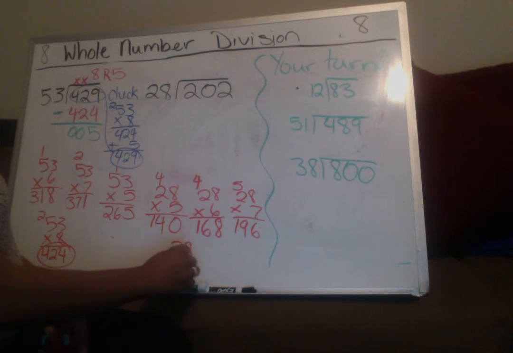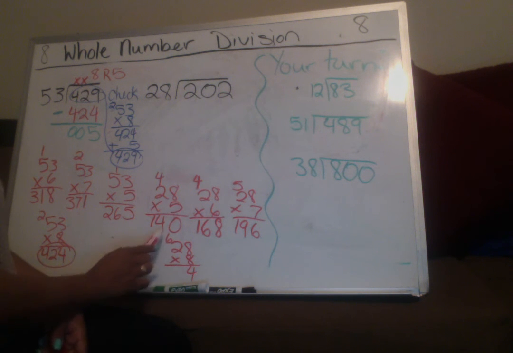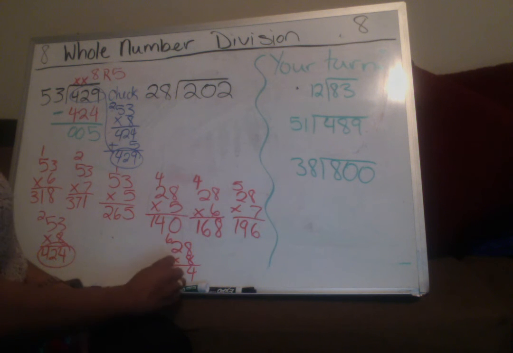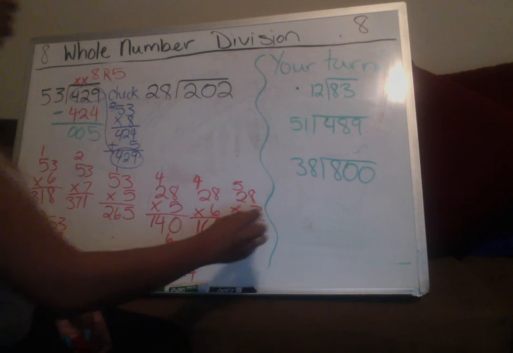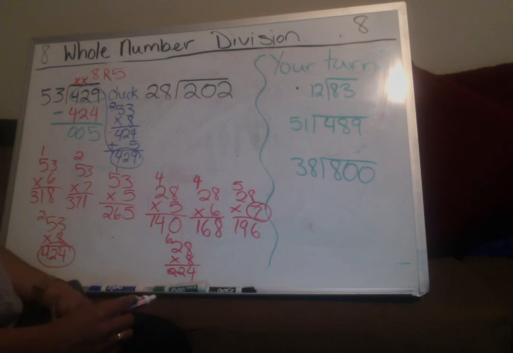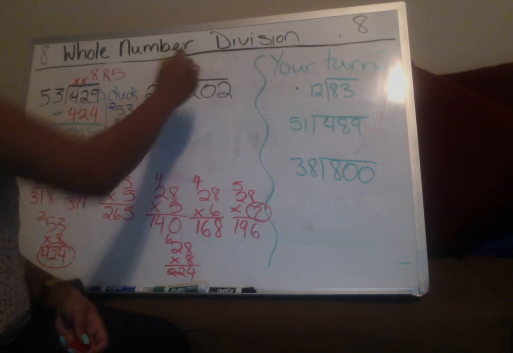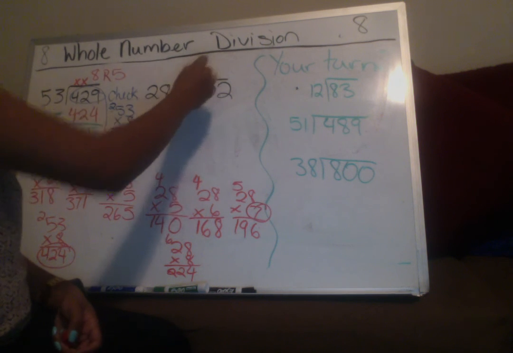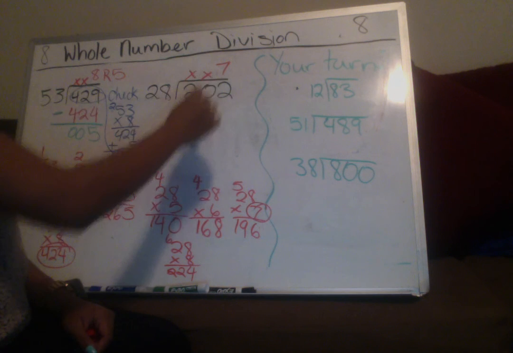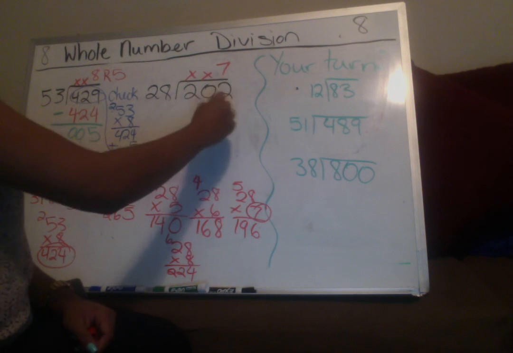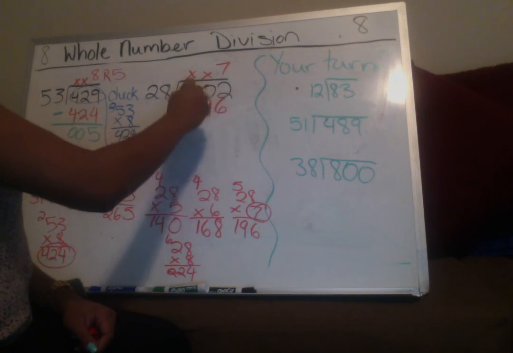28 times 8. 8 times 8 is 64. 8 times 2 is 16. Plus 6 is 22. Way too big. So this was our winner. Didn't work there. Did not work there. So we have to go all the way to 28 times 7. 28 times 7 is 196.